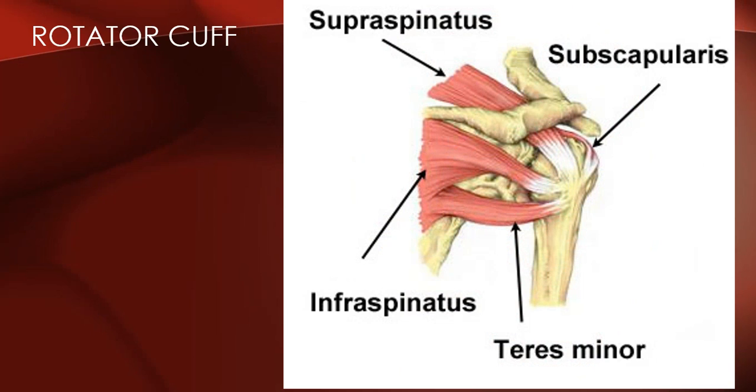You may have heard of it. You may have heard of somebody who had a rotator cuff injury. If that was the case, that means they had a muscle injury in one or more of these muscles. All right, so they are the supraspinatus, so no, supra, above the spine.